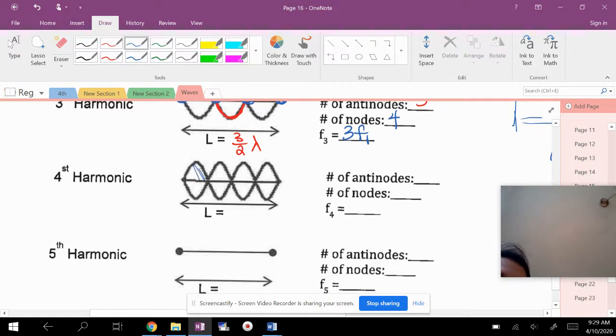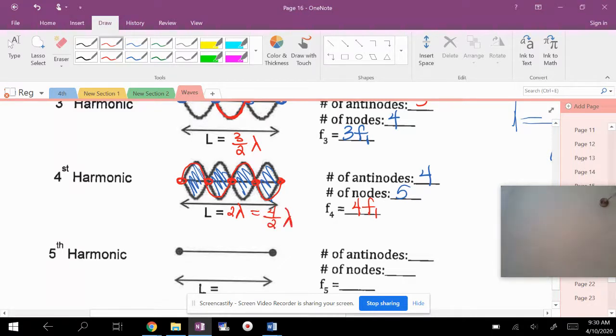So in this case, I have 4 antinodes, 5 nodes. That's 1, 2, 3, 4, 5. And my frequency would be 4 times my fundamental. And my length of the string, so now this string is being able to cause more than 1 wavelength. I see 2 wavelengths here. Okay, so I'm going to write 2 wavelengths, but I'm going to keep everything in fractions because I want you to see a pattern that way. So instead of writing 2 lambda, I'm going to write 4 over 2 lambda.